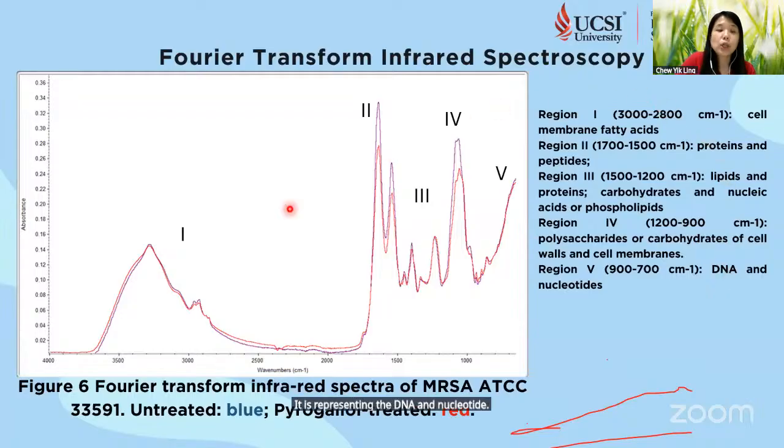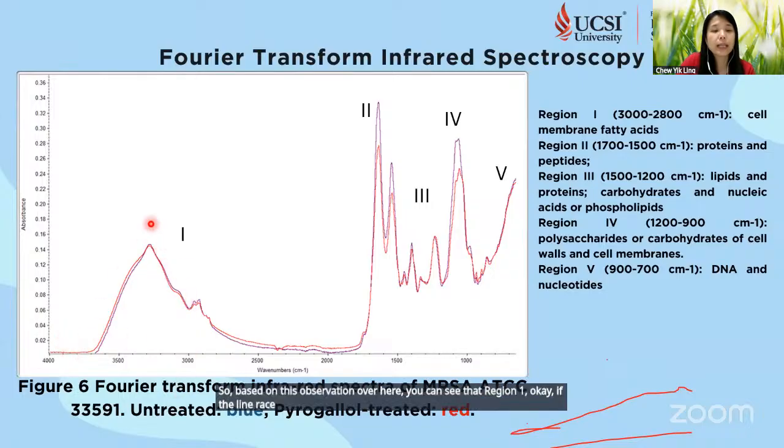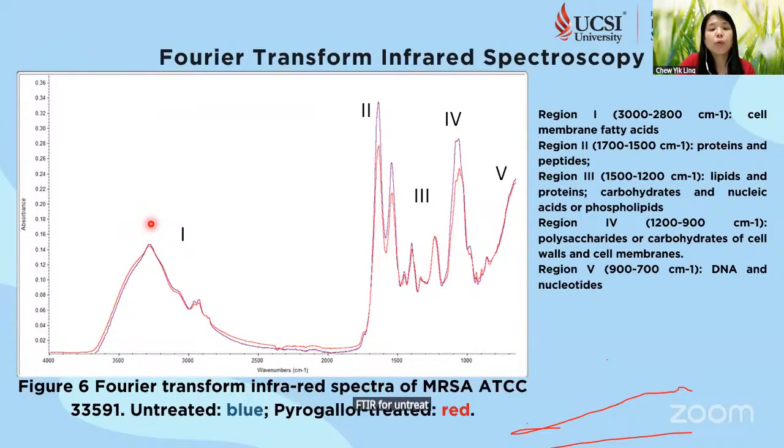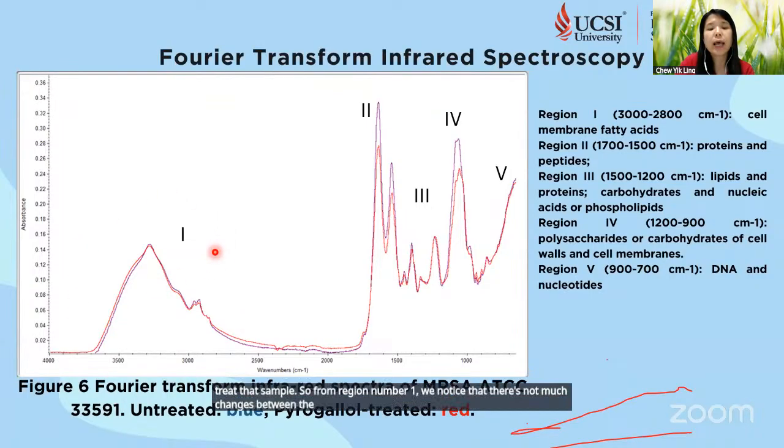So based on this observation, you can see that if the line is in blue color, that represents the FTIR for the untreated sample, whereas the red one means the FTIR for the treated sample. From region number 1, we notice that there is not much change between the treated and untreated sample. So you can see that pyrogallol is actually not working on the cell membrane fatty acids.